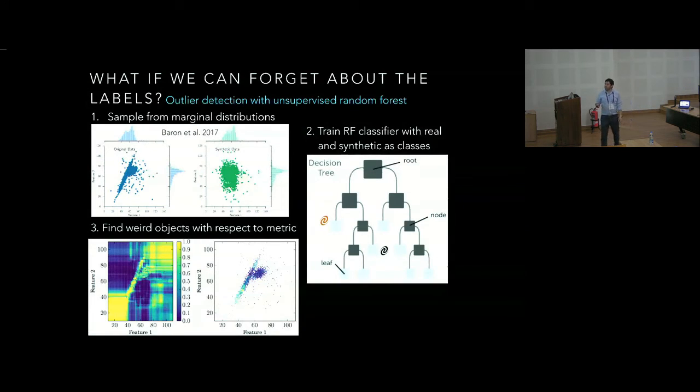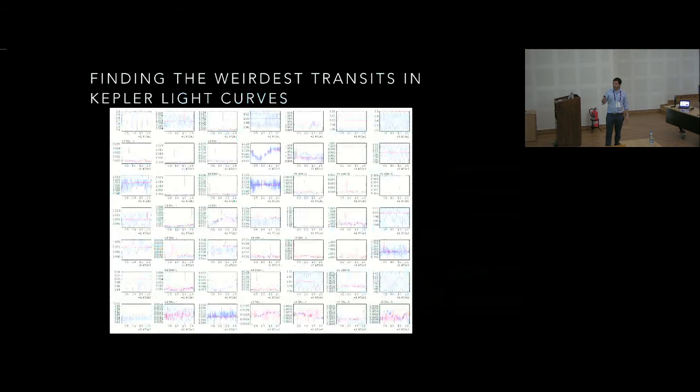This is something that I recently applied to a data set of Kepler light curves just to try it, and this is an example of what we get. These blue plots here are basically the weirdest light curves that you get. You see that in some cases you get very, very strange variability patterns. Of course, in this case it was easy because the light curves in Kepler were equally spaced in time, and they were also normalized.